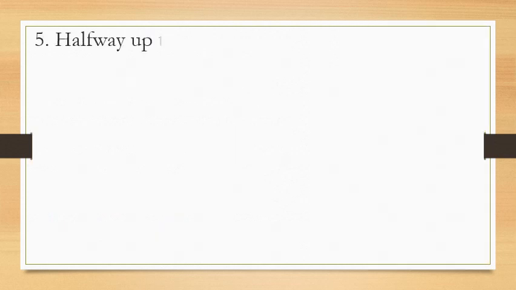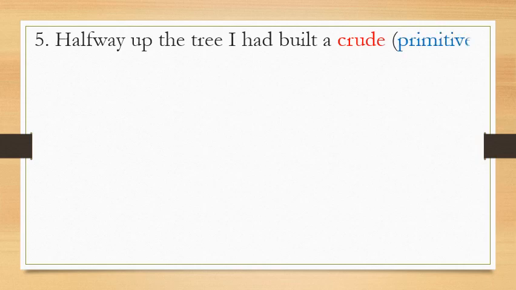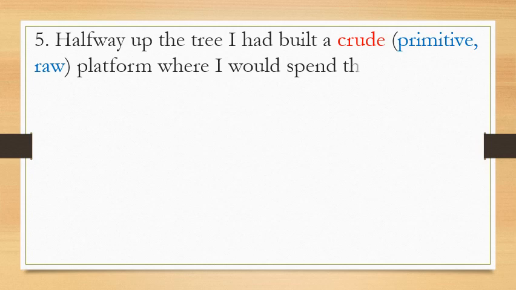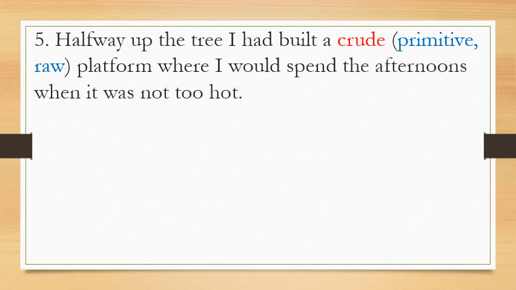Now let us move to next paragraph. Halfway up the tree I had built a crude. Crude means primitive, raw. Primitive raw means ancient, simple, rough platform where I would spend the afternoons when it was not too hot. Means on the tree, the author had made a platform of primitive style, ancient style. In the afternoon, when it was not very hot, he used to spend his time there.